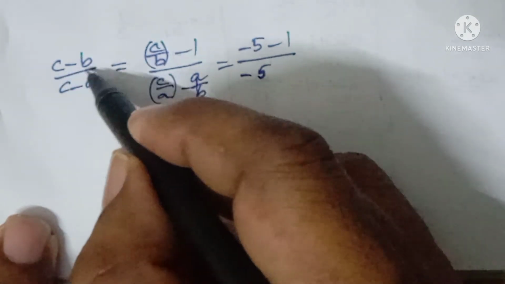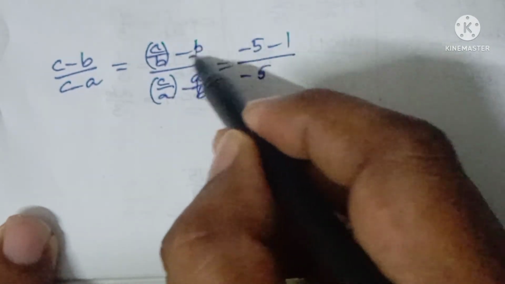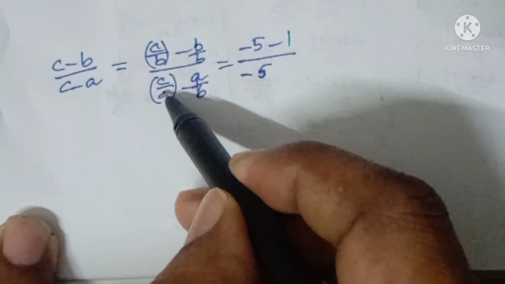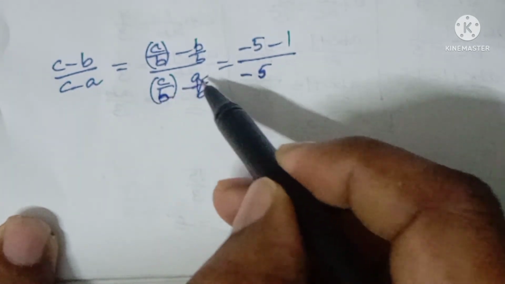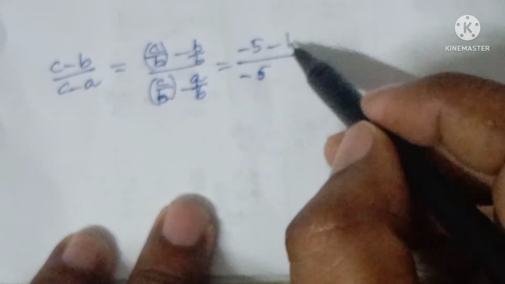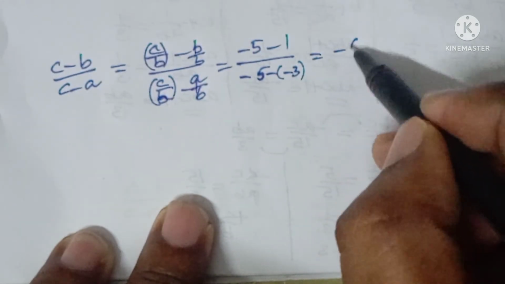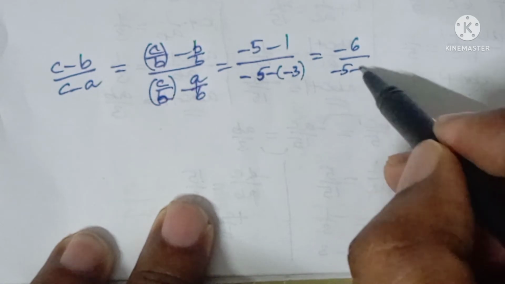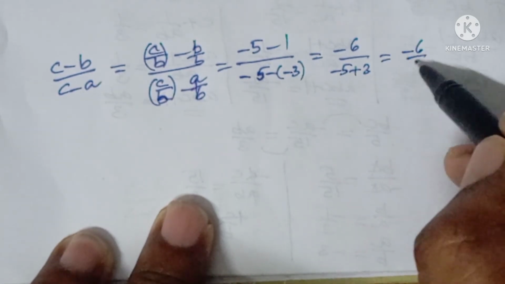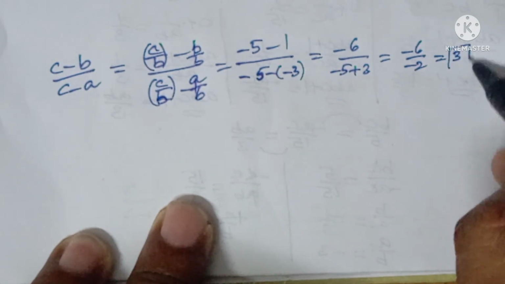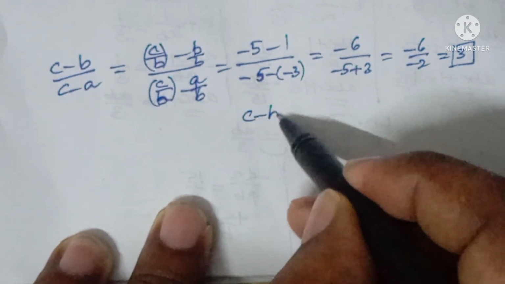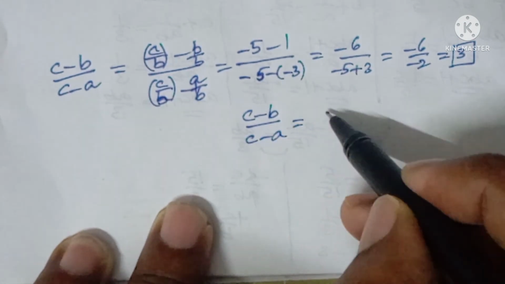Now here you want to show that c minus b by c minus a. Dividing by b, c by b minus b by b, 1. So c by b minus 1 over c by b minus a by b. So minus 5 minus 1, minus 5 minus of minus 3, minus 6 by minus 5 plus 3, minus 6 by minus 2. So the value is 3. So c minus b by c minus a value is 3.